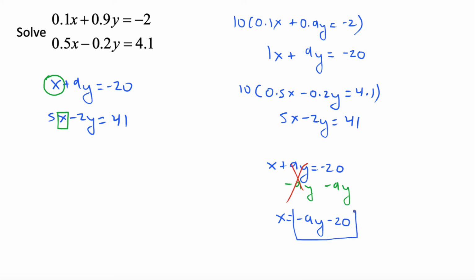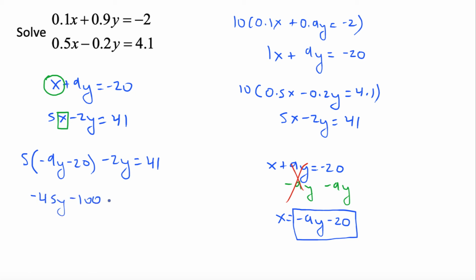We want to substitute or replace this into the other equation for x. So 5 times x, but instead of putting x, we're going to put negative 9y minus 20. And you notice at this point, we should be able to solve this for y. This just becomes a linear equation that only has y's in it. So we'll distribute the 5: negative 45y minus 100 minus 2y equals 41. Negative 45 minus 2 is negative 47y.